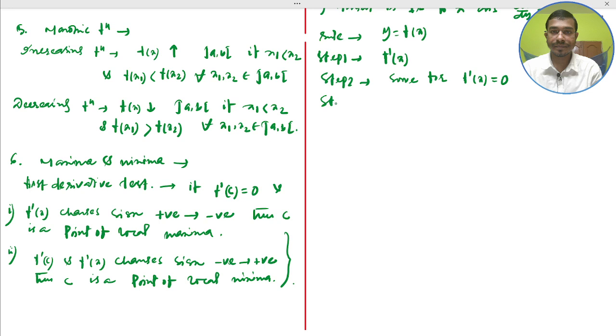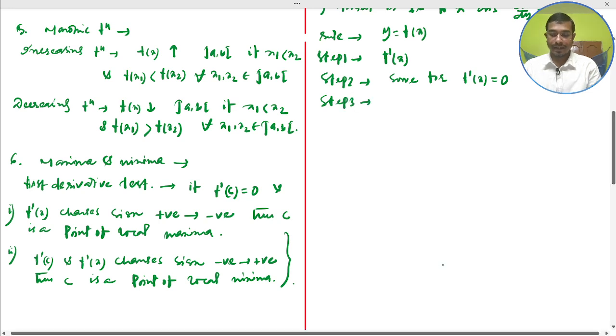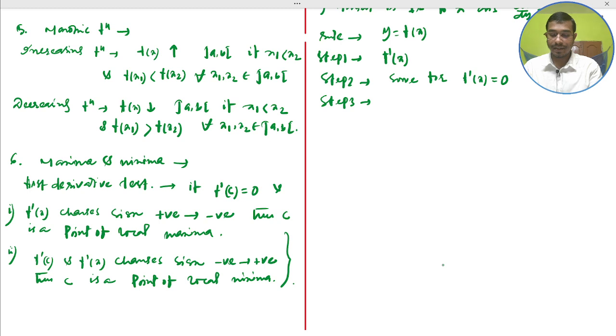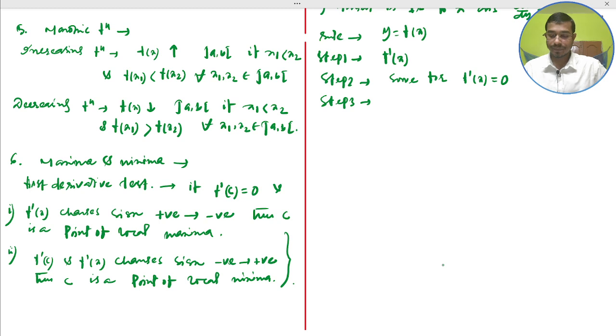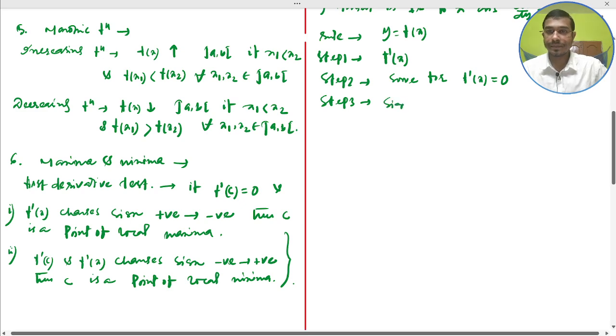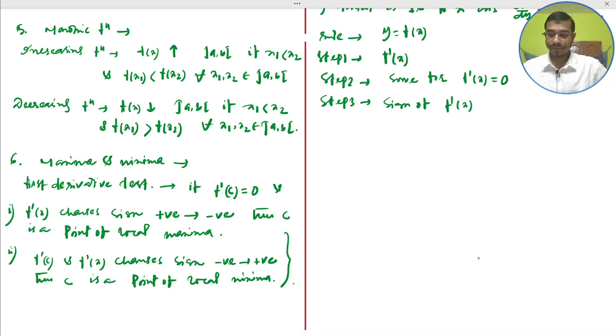Step 3: determine the sign of f dash x for values of x slightly less than c, and for values of x slightly greater than c. So you have to find the sign of f dash x for x greater than c and less than c. This is step 3.